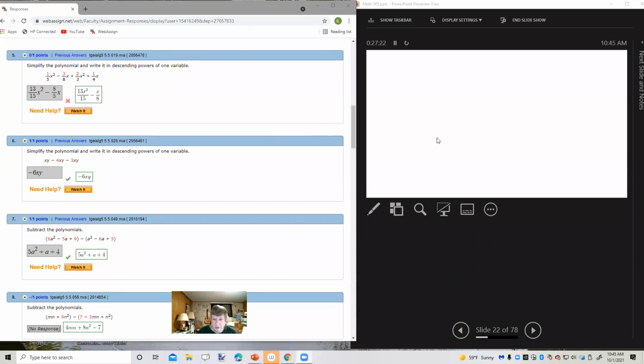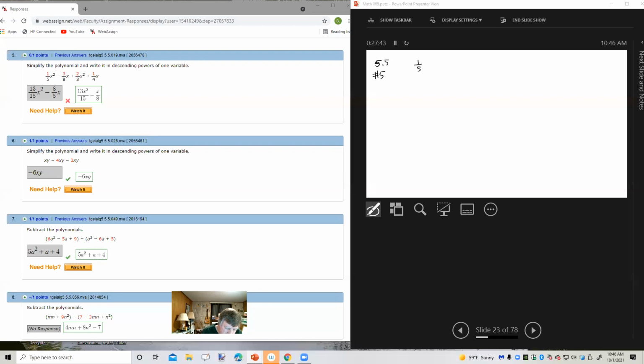So now we're going to look at section 5.5, number 5. Simplify the polynomial and write it in descending powers of one variable. Okay, so we've got 1/5 x squared minus 3/8 x plus 2/3 x squared plus 1/4 x. Combining like terms, those two would go together and those two would go together. I'm going to rewrite them, putting them next to each other.